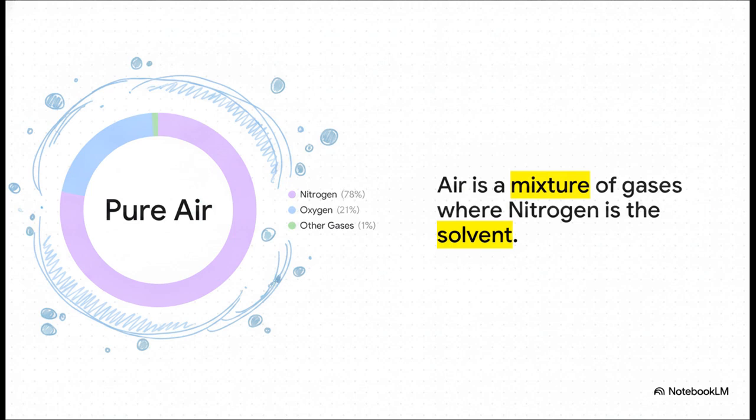Think about pure air. It is literally a gas dissolved in a gas. Nitrogen makes up about 78% of the air, which makes it the host, the solvent. Oxygen, sitting at around 21%, along with a few other trace gases, well, those are the guests. They're the solutes dissolving right into that nitrogen. It is a perfect homogeneous mixture, just floating invisibly all around us.